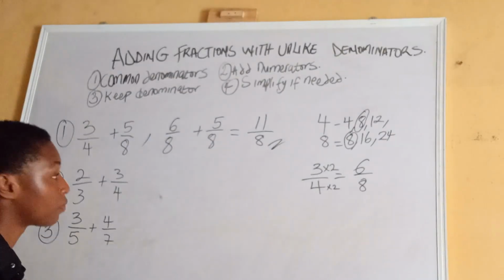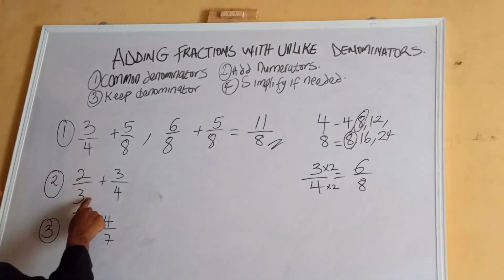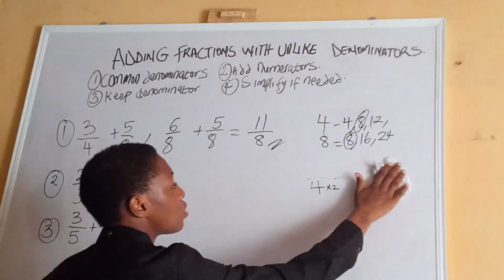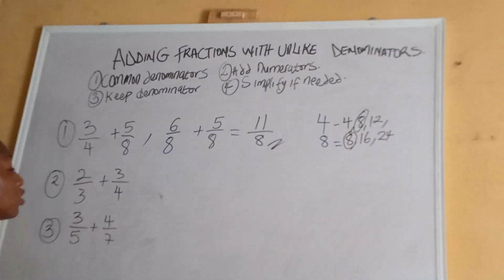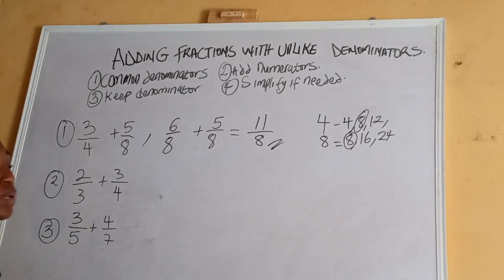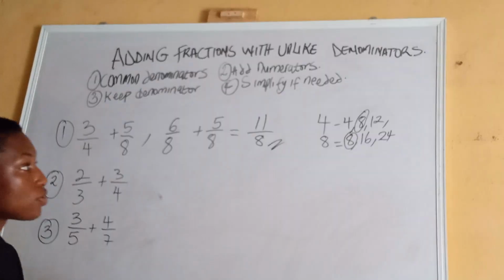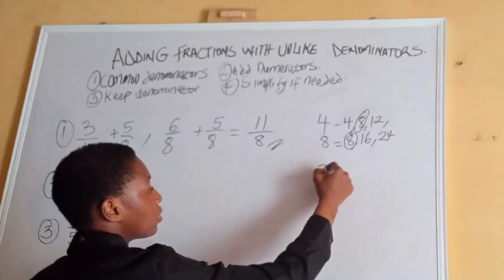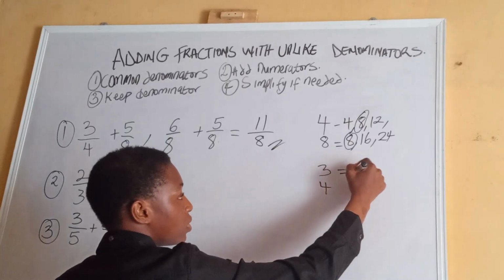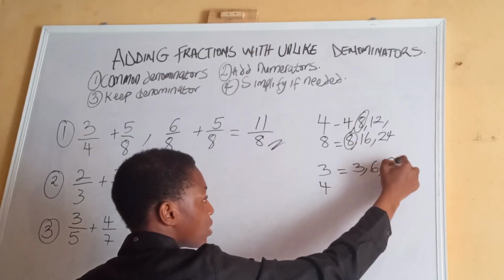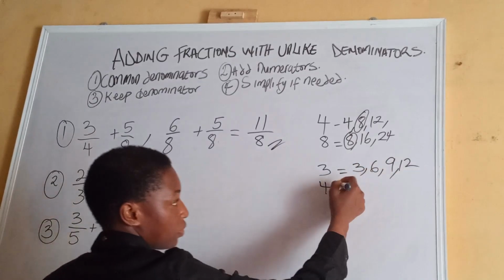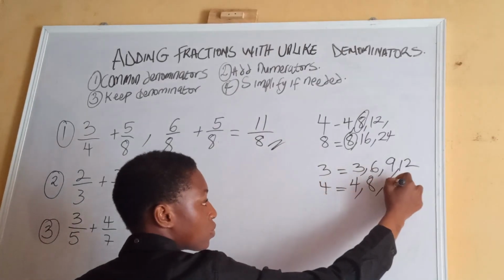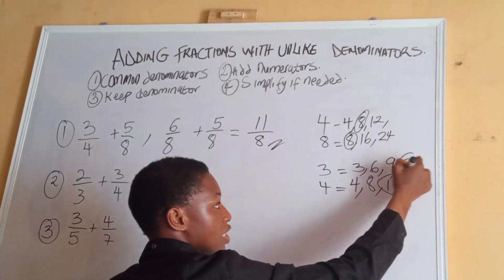All right. So for this one, we have 2/3 plus 3/4. The denominator is different, right? And we want to work on that. We want to make sure the denominator is the same, so we can simply add the numerators. So what you are going to do again is look for the LCM of 3 and 4. Multiples of 3 are 3, 6, 9, 12. Multiples of 4 are 4, 8, 12. So the lowest common multiple here is 12.